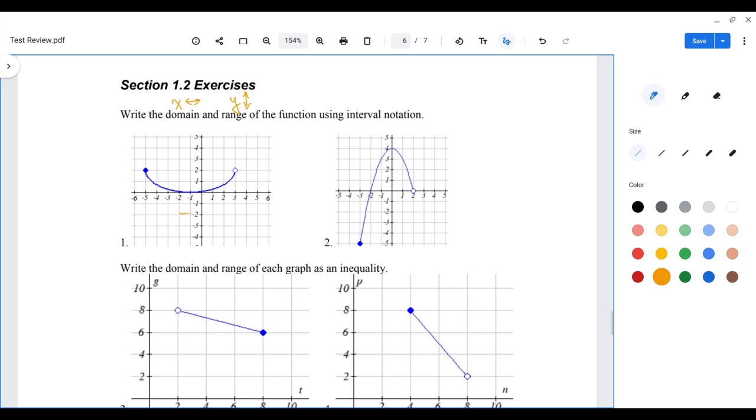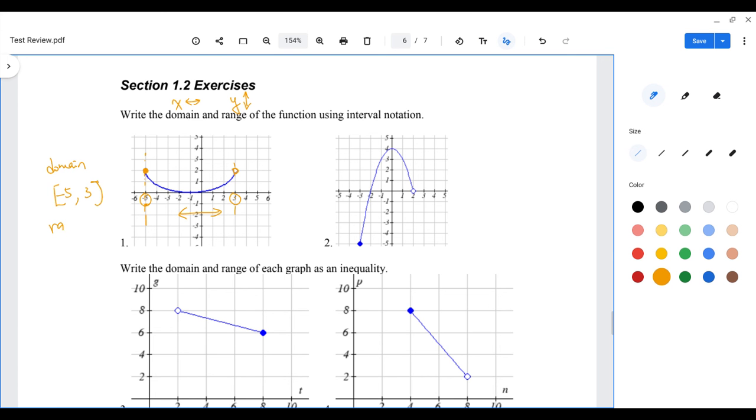Domain, left and right. So you always start with the most left part. What's the most left part? It's negative 5. And then we have a solid dot. Solid dot means the negative 5 is included. So negative 5, bracket means included. Then go all the way to the right. The right end is 3. And 3 has a hollow dot. Hollow dot means the 3 is not included. So 3, parenthesis. That's the domain.